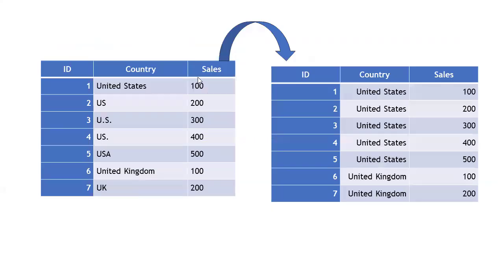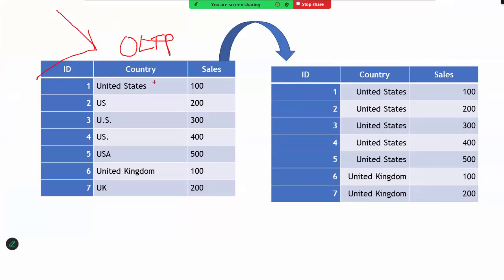So here, take the first table as OLTP. This is how the data will be in the OLTP. Take the second table as OLAP. This is how the data will be in the OLAP. How will the data move from OLTP to OLAP? Using ETL. In between OLTP and OLAP, you will have an ETL process.